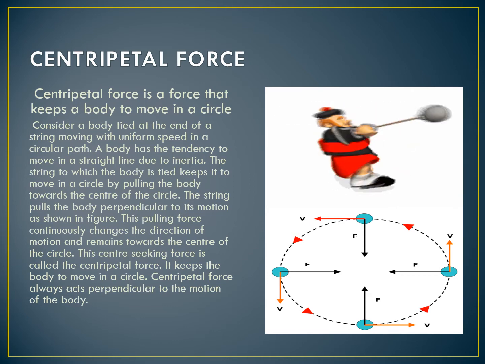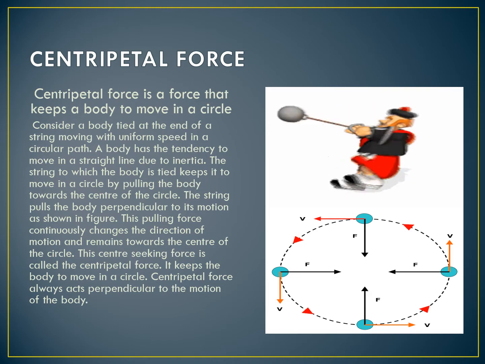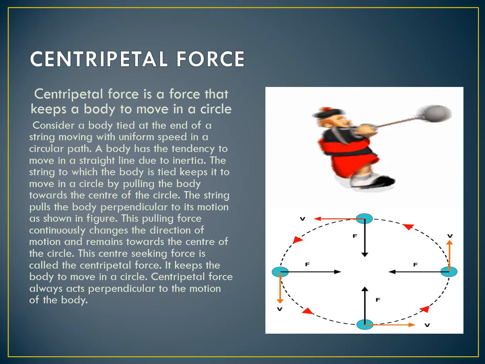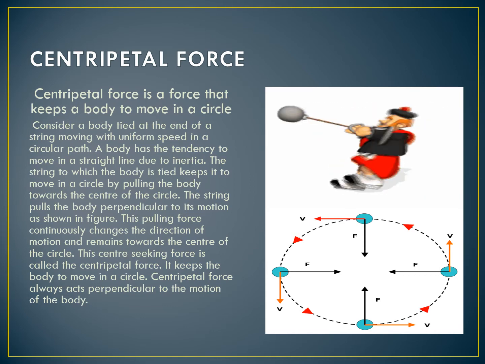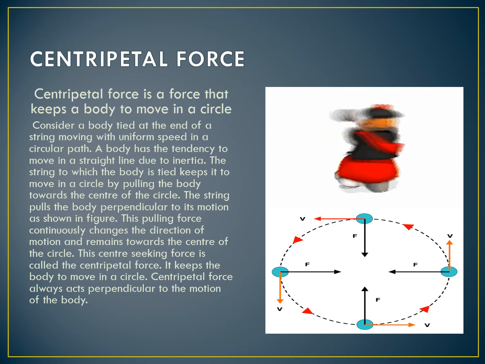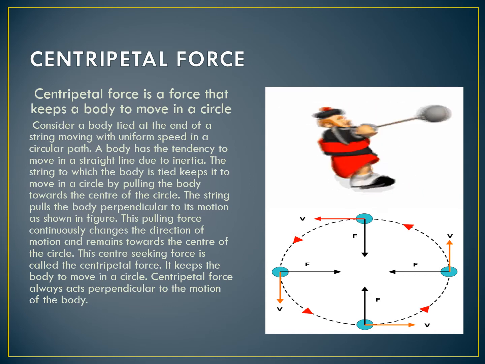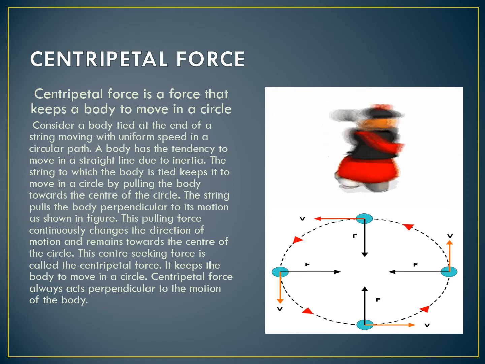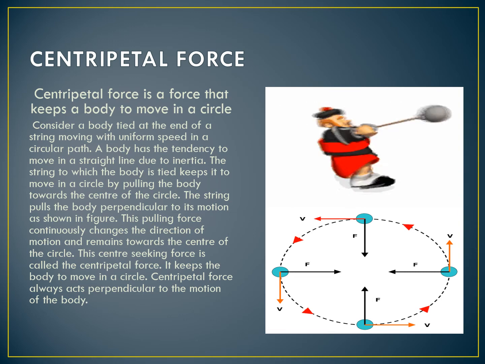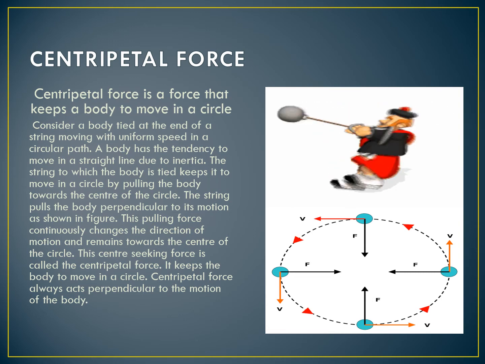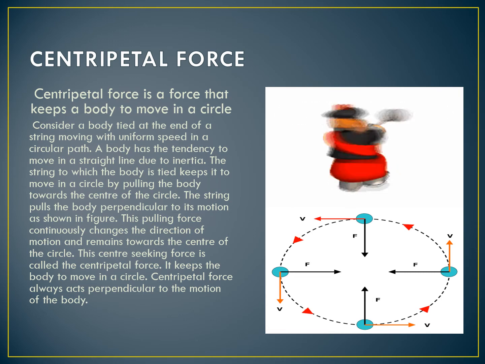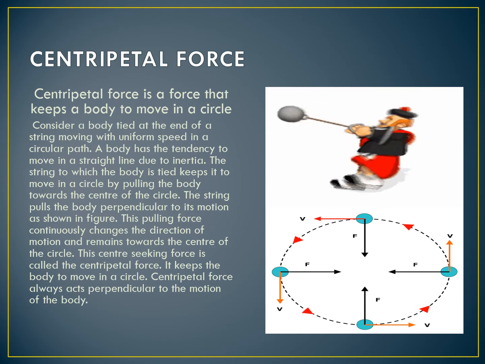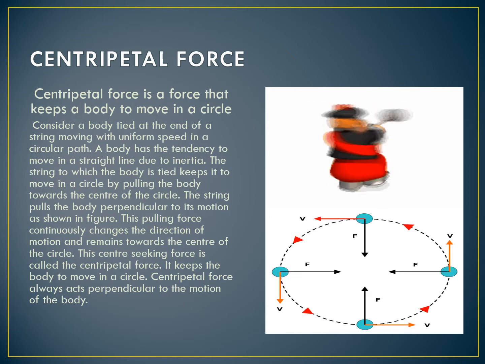Now, due to inertia, the body has a tendency to move in a straight line along the direction of its velocity. As we know, inertia is the property of the body due to which it resists any change in its state of rest or of uniform motion. But the string the body is tied to compels the body to change its direction of motion at every point by pulling it towards the center of the circle.